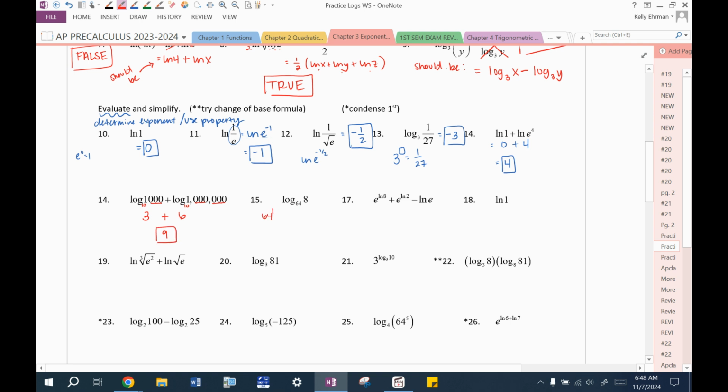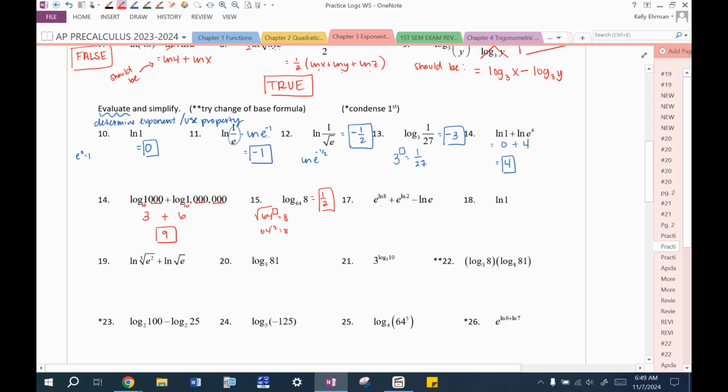64 to what power equals 8? What's the relationship here? If I square root 64, oops, not square root both sides. If I square root 64, I get 8. So it's 64 to the 1/2 power equals 8. So this answer is 1/2. Anytime you go from a whole number to a smaller whole number, it's going to be some sort of root. Is it a square root, a cube root? That's what you're trying to figure out.